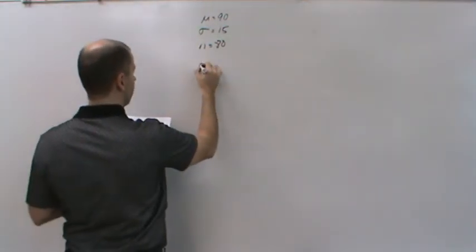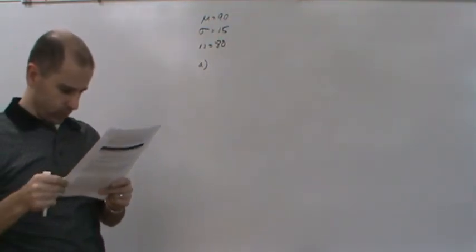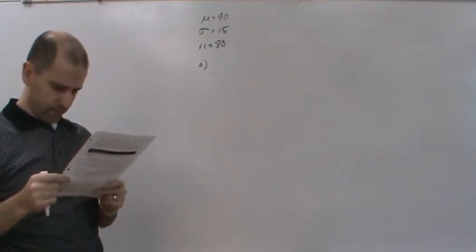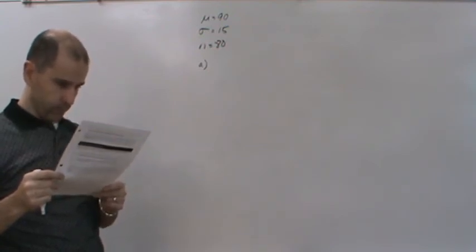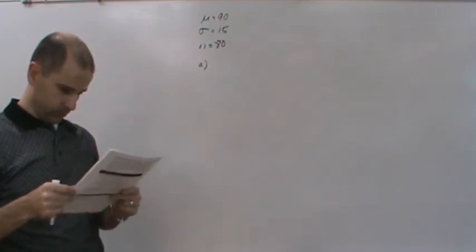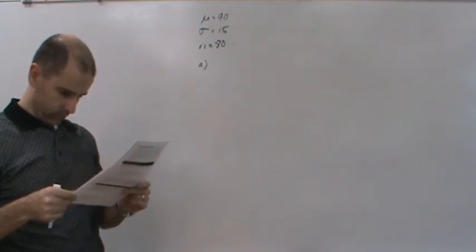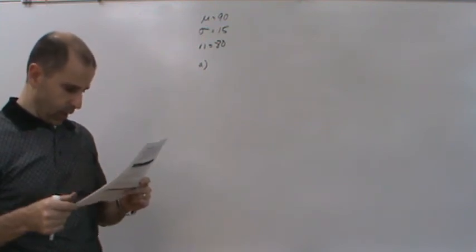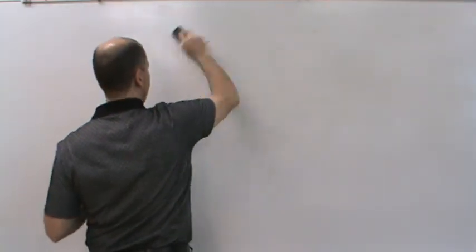A says, find the probability that the sum, oh, we don't want to do this one. Hold on a second. This is the one I don't want to do. We're not dealing with sums. We're not going to deal with sums. Hold on a second. Okay, by the way, you know what? I'm doing the wrong example.